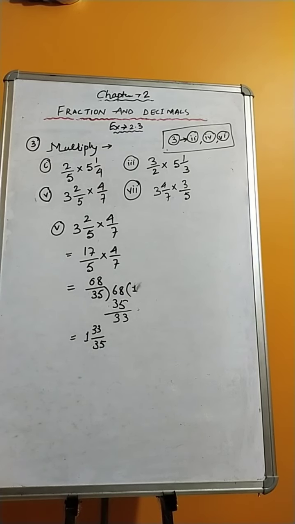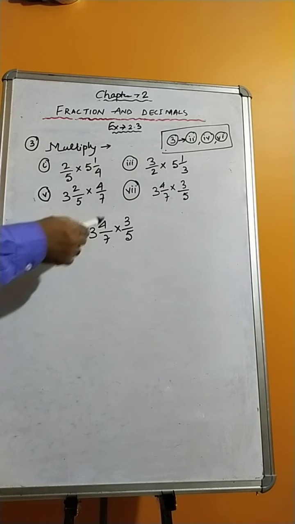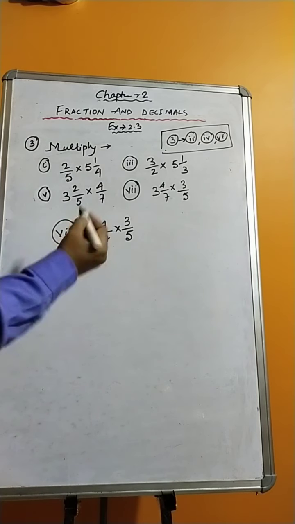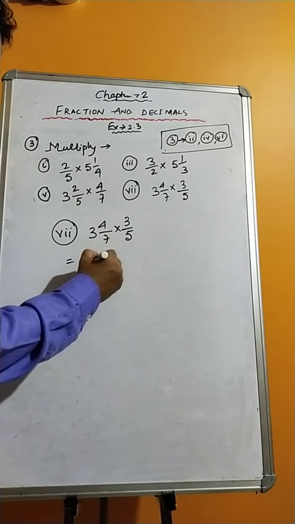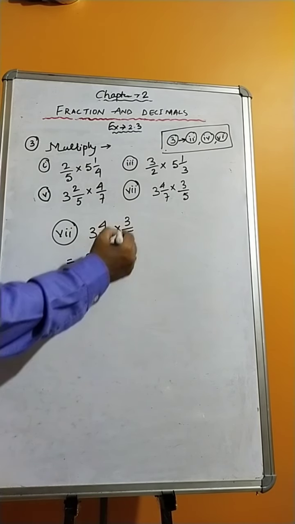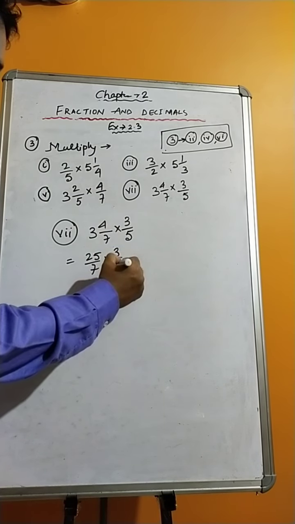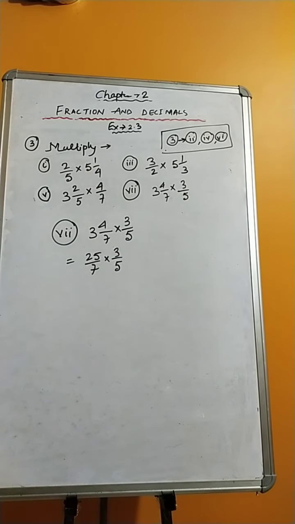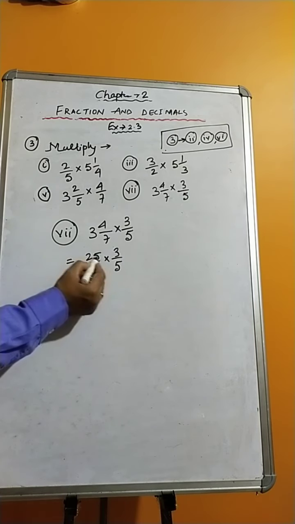Let's do sum number 7. This is sum number 7. Now sum number 7, we have again mixed fraction form as the first fraction. Okay, so 7 3s are 21 plus 4 is 25 by 7, and in this we have another fraction, 3 by 5. Now can we reduce any of the two numbers? Yes, these two numbers if you carefully see.